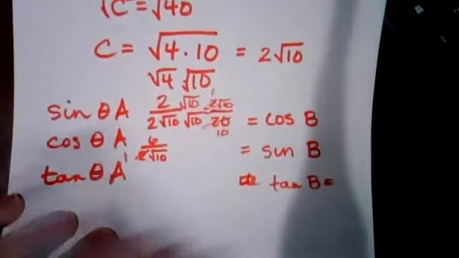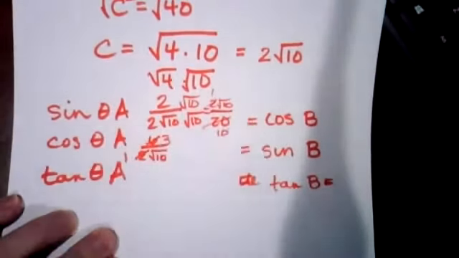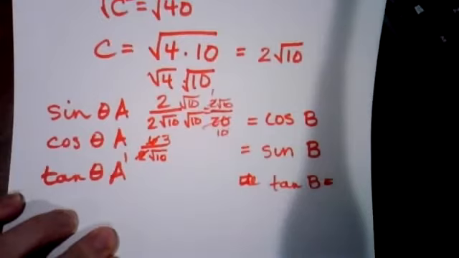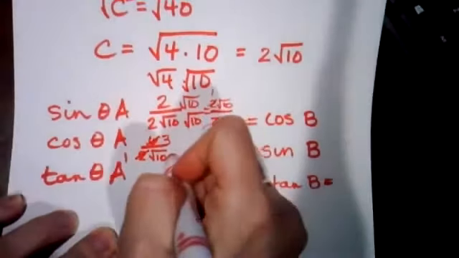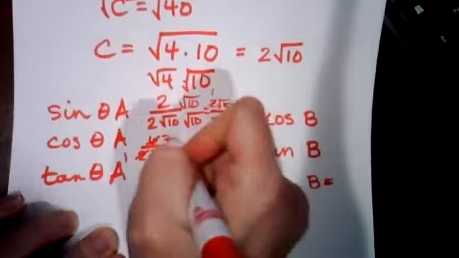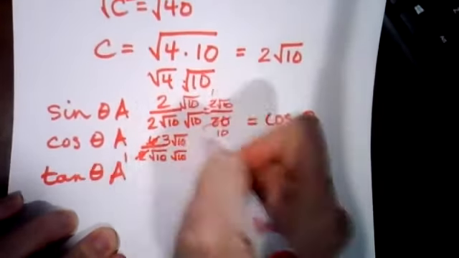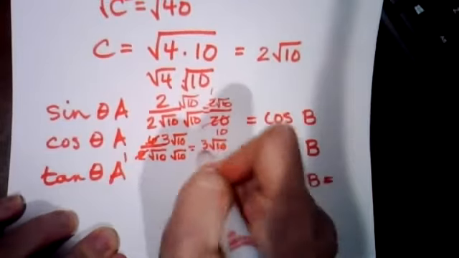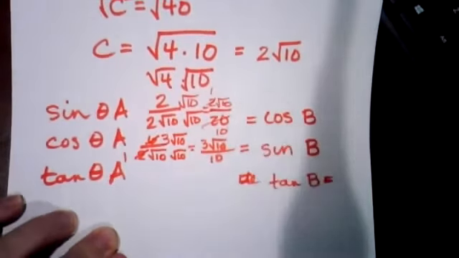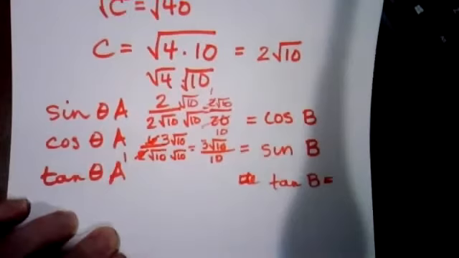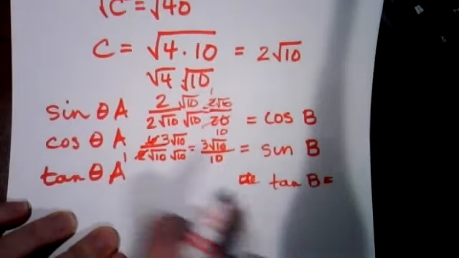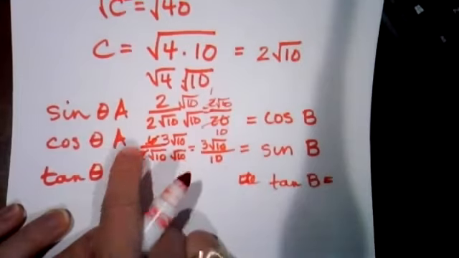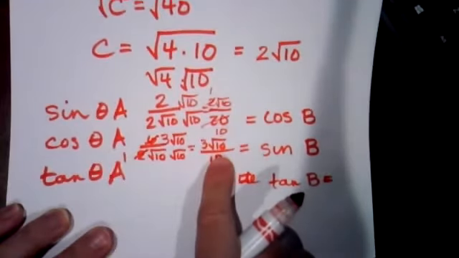So we have this, and we have this, and that's fine, but we still need to rationalize that denominator. So we have here and here. So we have this 3 times the square root of 10 on top, all over 10. And that is going to be equal to your sine B as well as your cosine A. All right, so that's what I end up with.